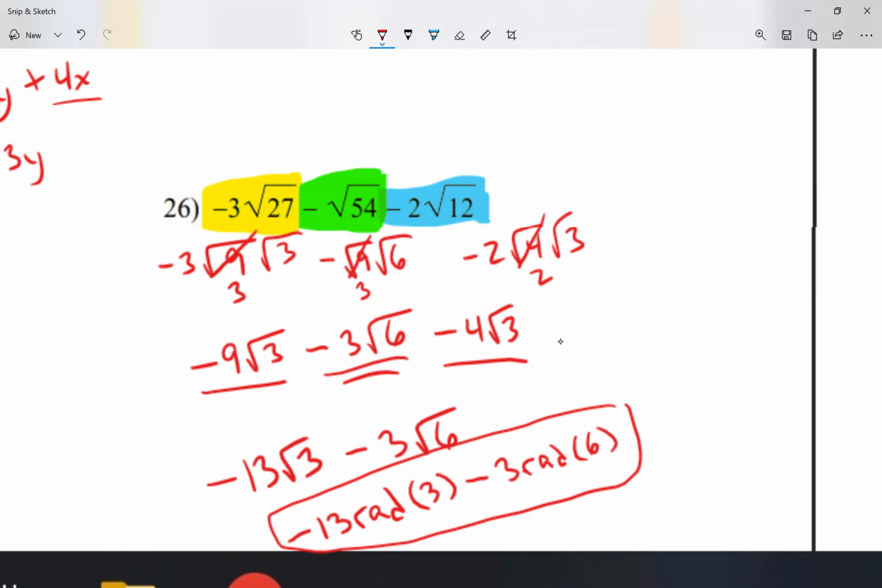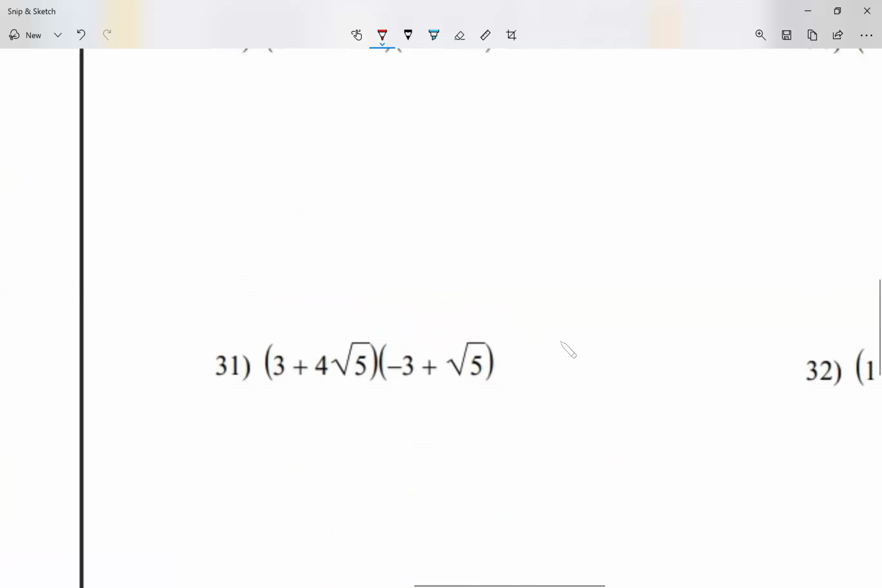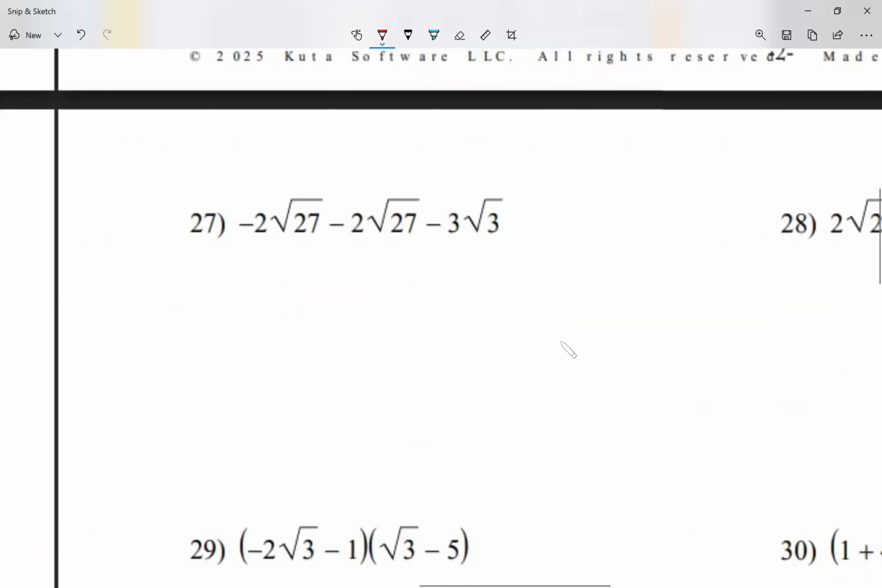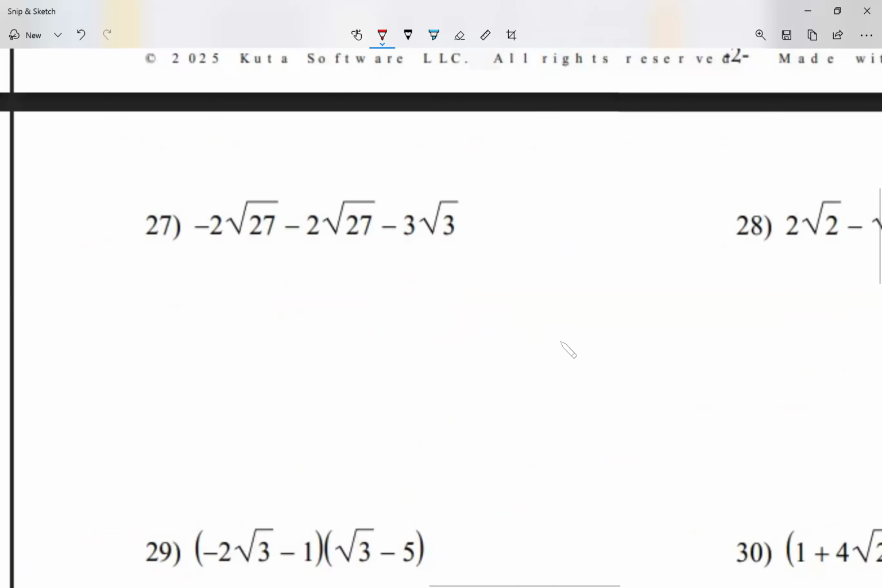And that's it. Let me flip the page on our notes. Let me take a look at questions 27 and 28. Let me flip those. So looking at number 27, my first term.